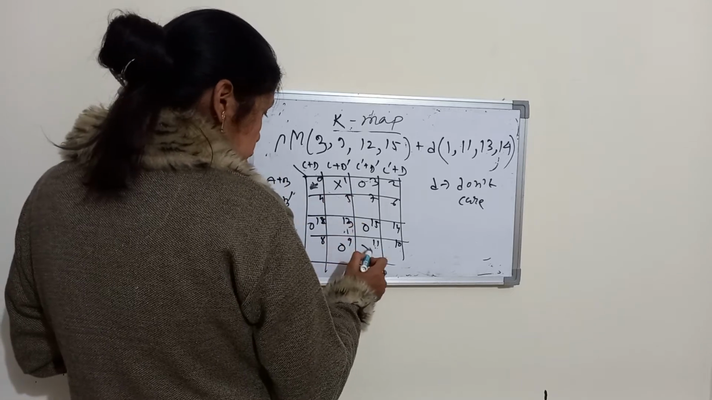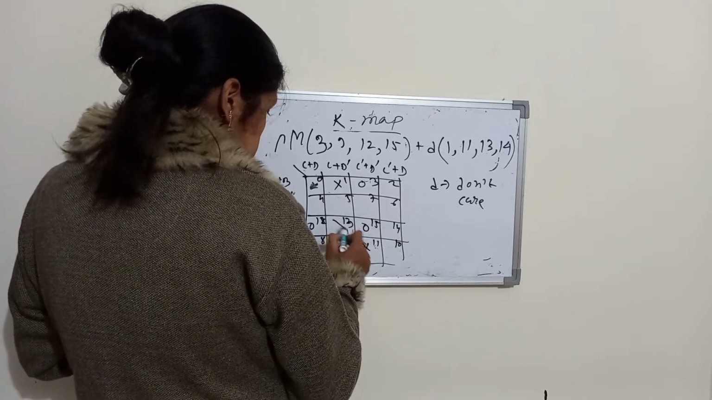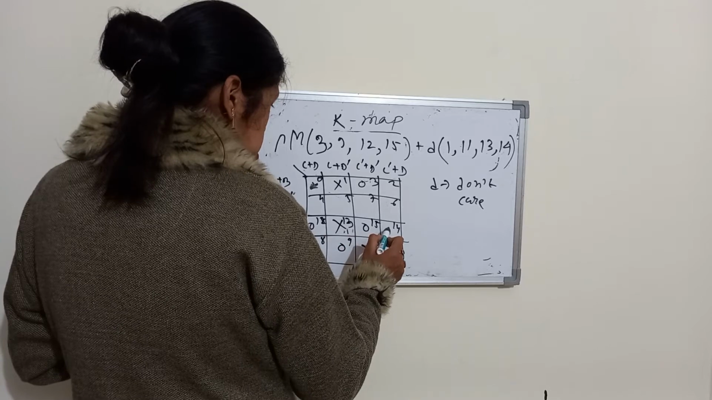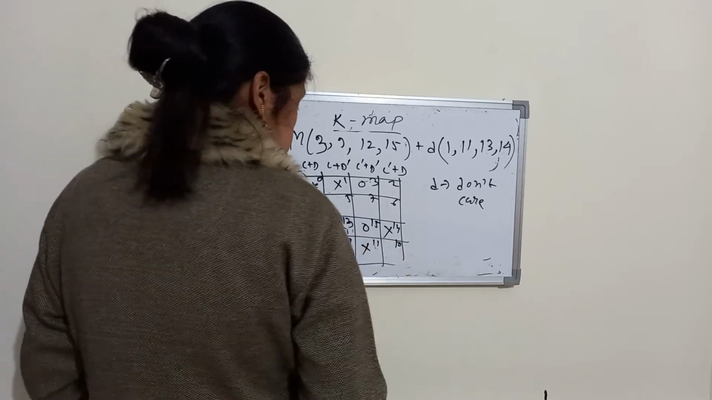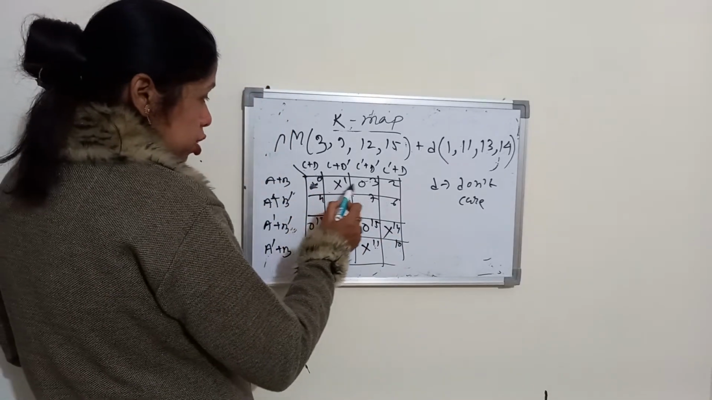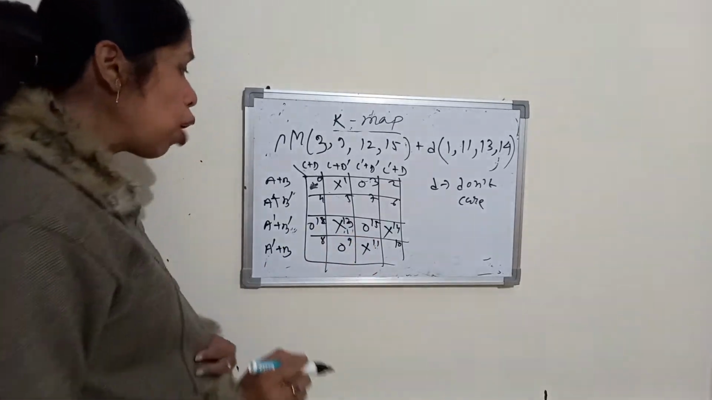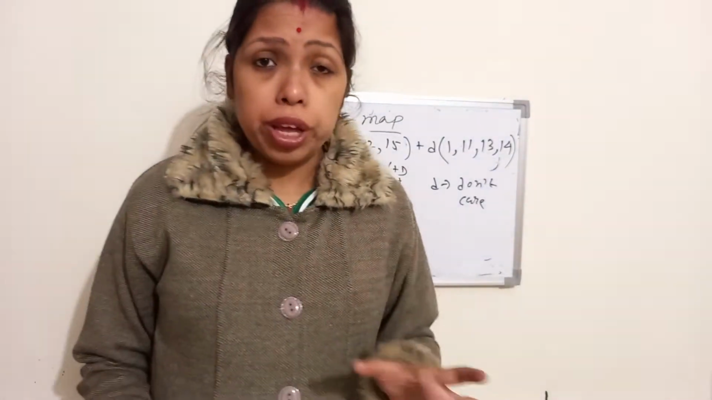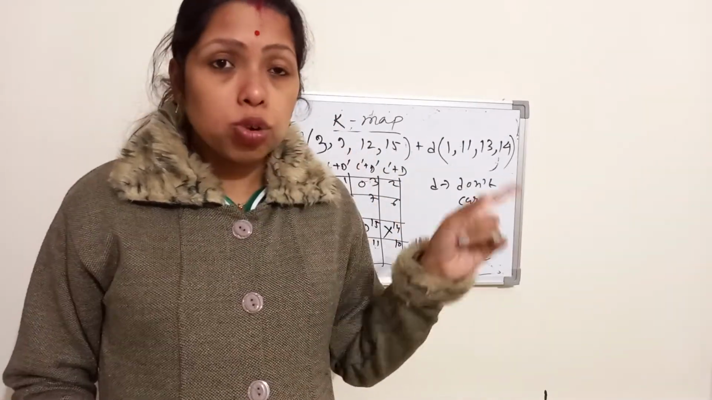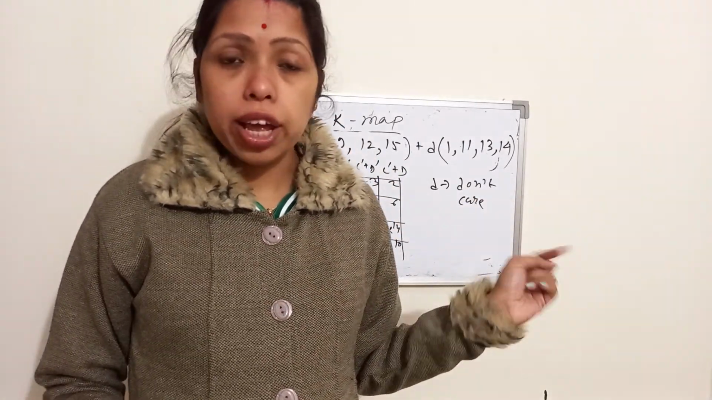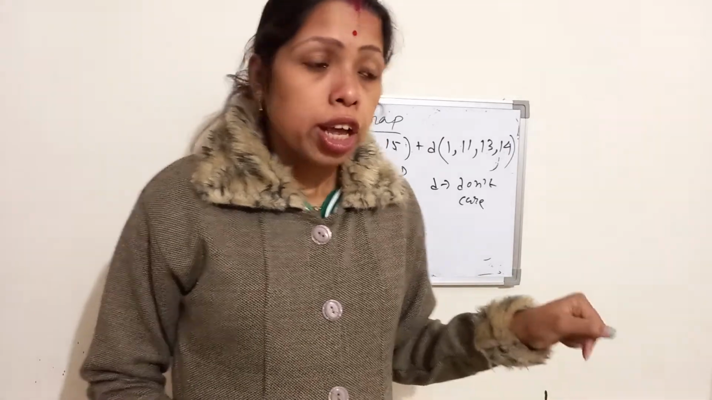Here are 1, 11, 13, 14. Now you can see the x, 0, 0, x, 0. Now how to do the pairing? For grouping, you have to include those don't care conditions.